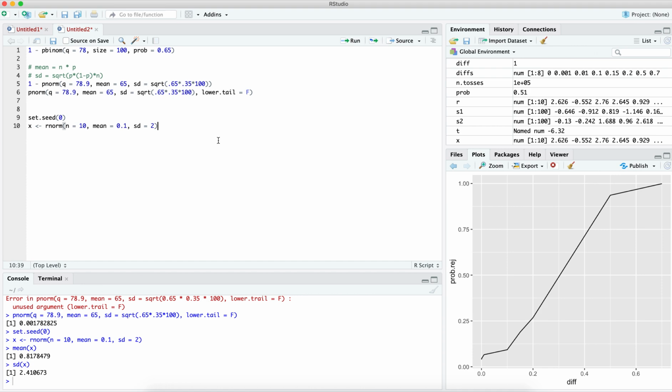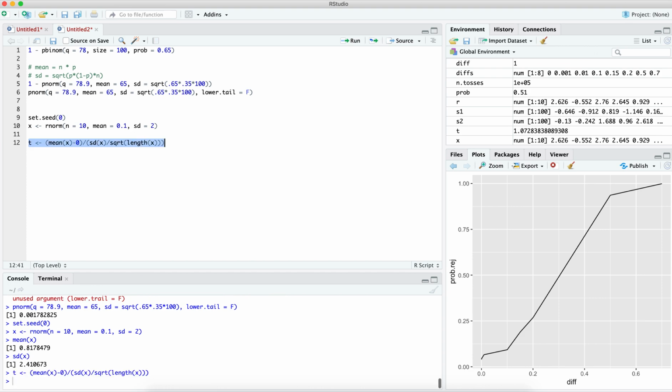You can do it with t.test, but let's do it manually. We'll compute the t statistic. The t statistic is the mean of x minus 0, since under the null hypothesis the mean would be 0, divided by the SD of x divided by the square root of the length of x, not just the length of x.